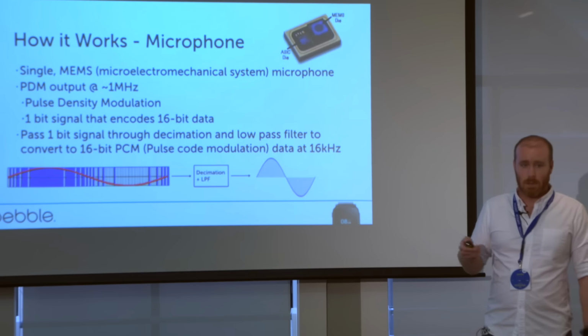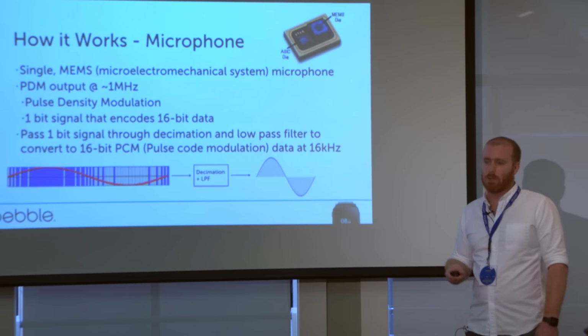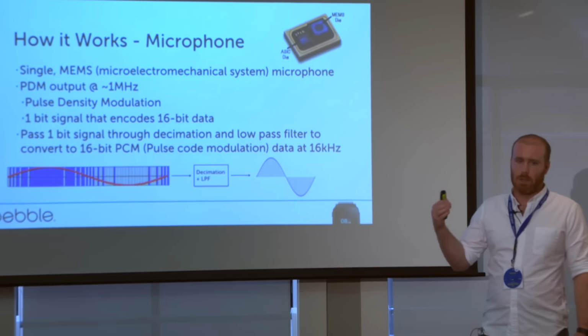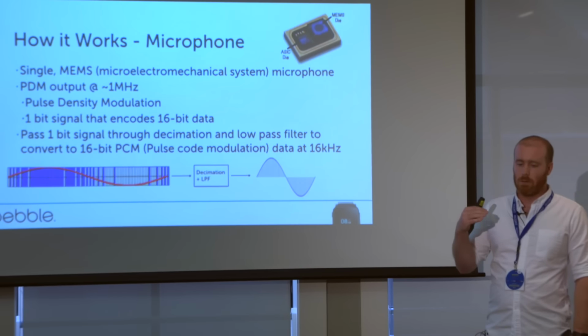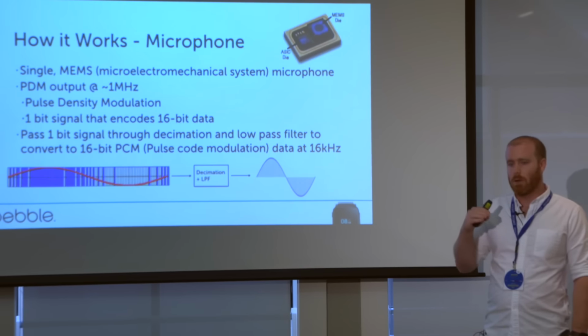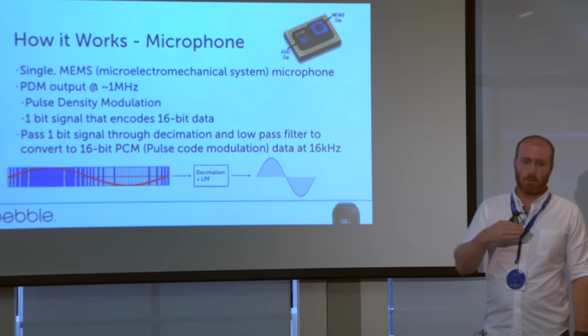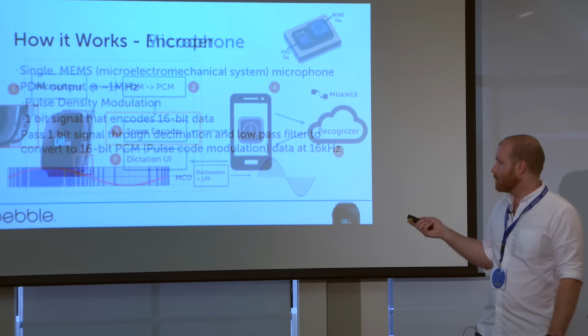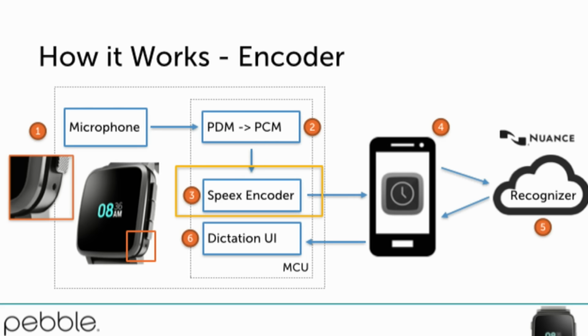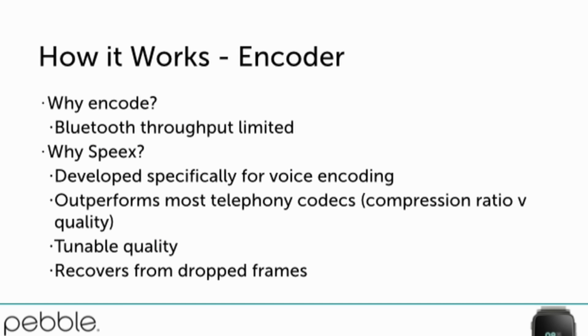And that's 16-bit, and it's called PCM, pulse code modulation, and you know what 16-bit is. For each value, each moment in time, you've got an integer value corresponding to the sound. Right, so we've got the 16-bit, 16 kilohertz signal. And now we need to get it off the watch because we can't do the speech recognition on the watch. So we use a Speex encoder.